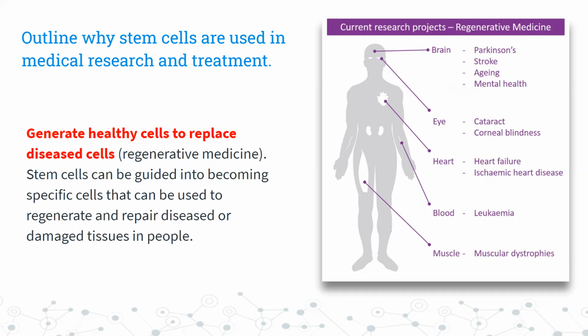So the image there is just showing some of the areas of regenerative medicine applications. Our first one, Stargardt's, is going to have to do with the eyes. And our second one, leukemia, would have to do with the blood. But you've got also your brain, heart, and muscle areas on there as well.